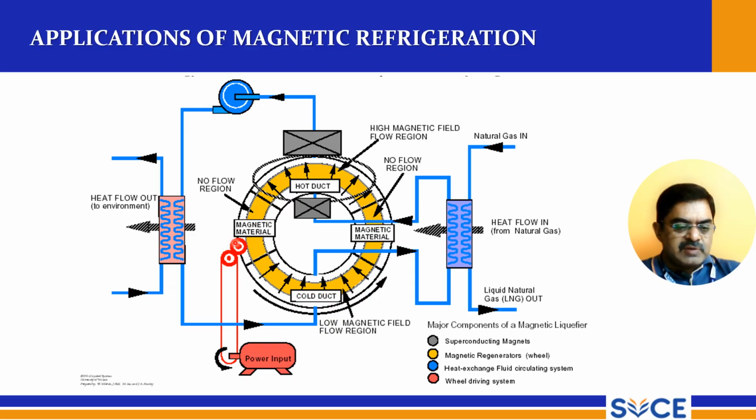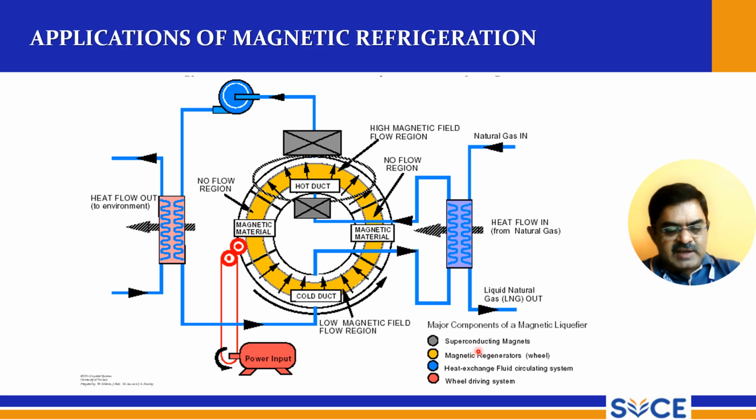So power input is given to the magnetic field here, and the high magnetic field region. This is a high magnetic field region, yellow color, and no flow region. So here no flow region. So this is the hot duct provided here. Again here a compressor is provided, and we have another side, heat flow in from natural gas, and heat flow out to the environment.